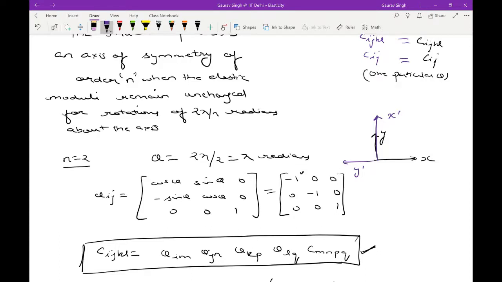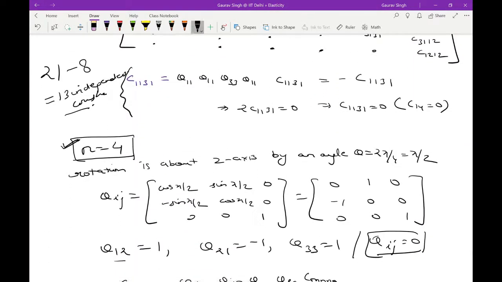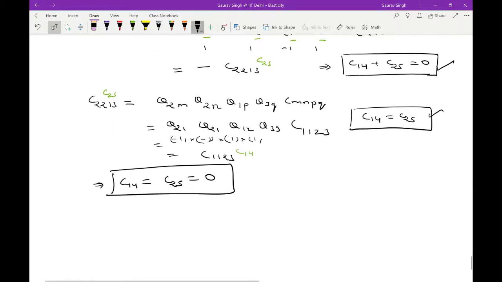Actually, I have drawn this wrong. This is x dash and this is y dash. And over here, you have this as x, this as y. Over here, you will have this as x dash and this as y dash. Okay, so you would do all this, and let me now write out what will happen with many constants.